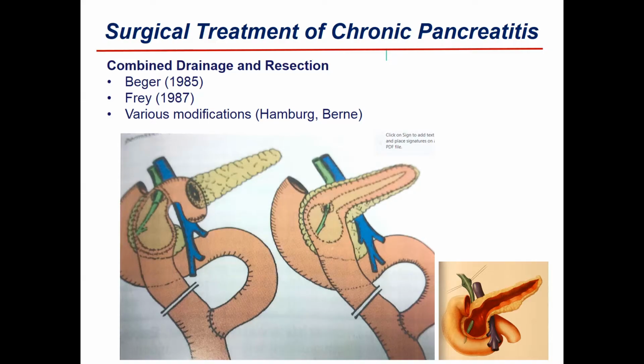What you do is you basically do a Puestow, and then you extend that incision to include the anterior component of the head of the pancreas, and then you use your roux limb to drain the entire pancreas, including the head and the major duct. The Berger is a little bit different in that they actually resect the head of the pancreas and then use the same roux limb in a much more sophisticated reconstruction, which I'll show you in a moment.